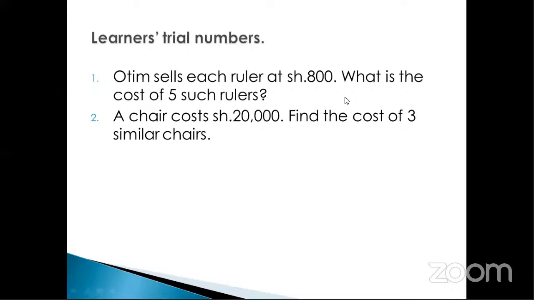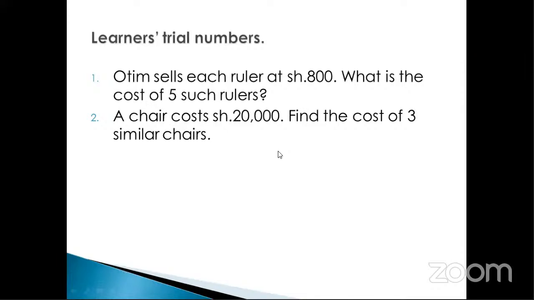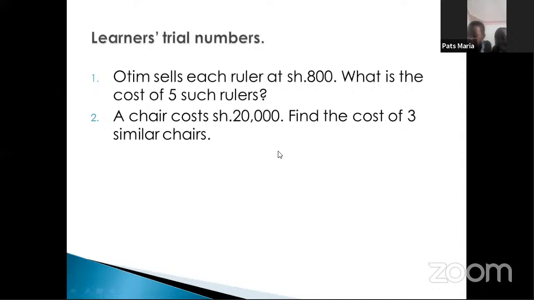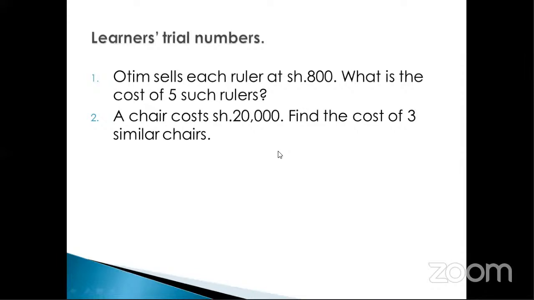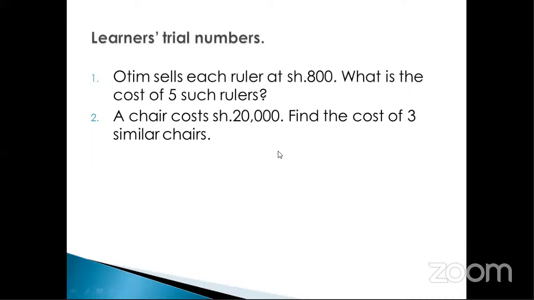0 times 3 is equal to 0. 0 times 3 is equal to 0. 3 times 2 is equal to 6. Okay, thank you. How much money is that in total? It is 60,000 shillings. For how many chairs? For 3 chairs. Very good.